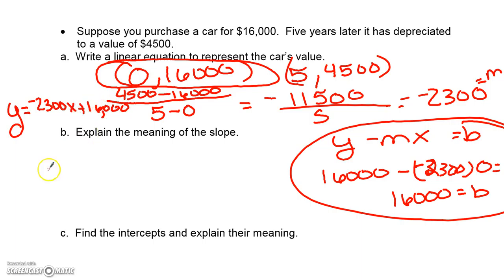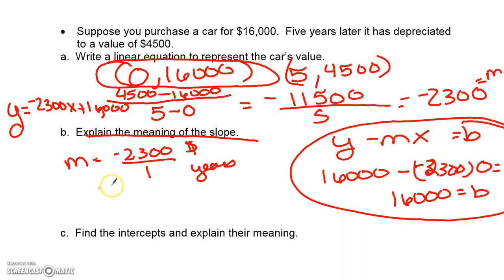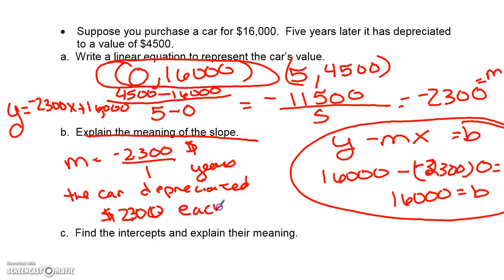It says explain the meaning of the slope. So our slope is negative 2300 over 1. y stood for money, x stood for years. So we can say that the car depreciated $2,300 each year.